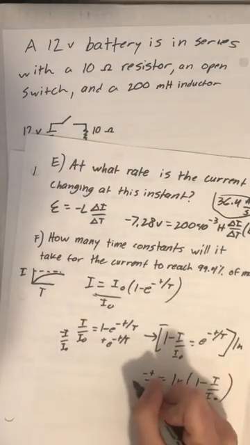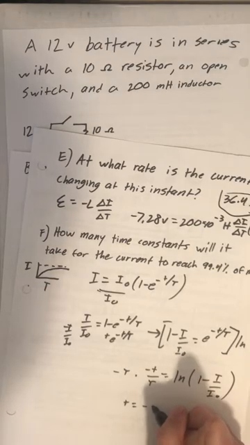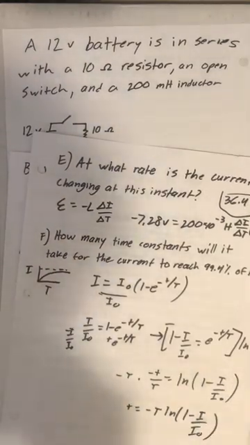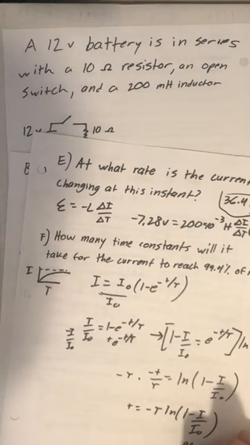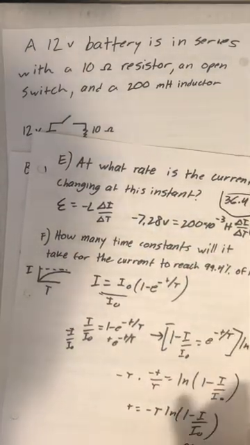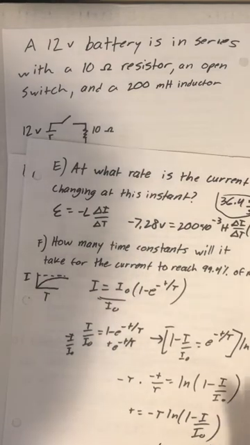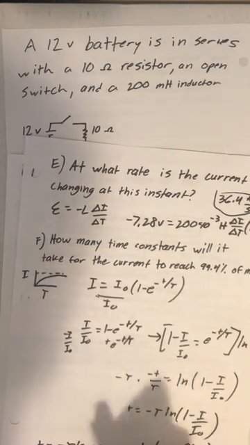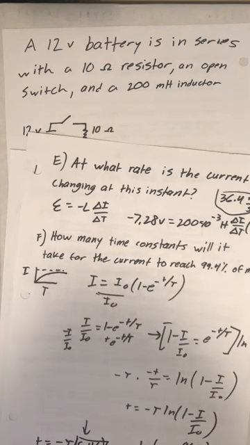And then we can multiply by tau to get it to the other side. Actually, we'll multiply by negative tau to get rid of that negative. So we'll get t equals negative tau ln of 1 minus I over I naught. So from here, we solve for time, which is what we want. For I over I naught, we can plug in 99.4 from the problem over 100. Then we take 1 minus that, and we take the natural log. So it's going to be t equals negative tau times negative 5.116, which means it's going to take 5.116 time constants for it to reach the max current.